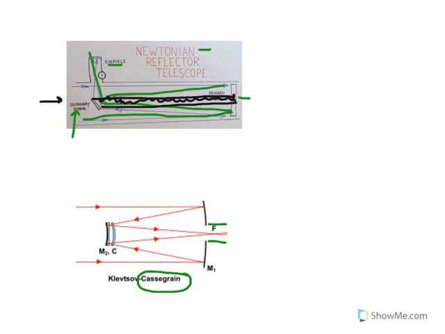So in a Cassegrain design, the light comes in, hits our curved primary, reflects the light inward. Our secondary mirror is slightly curved and reflects the light through that hole, and back behind would be where the eyepiece is located.